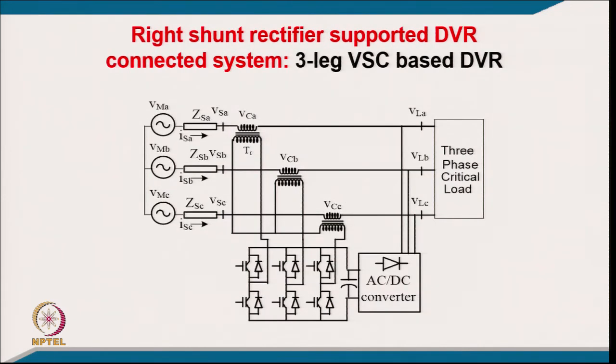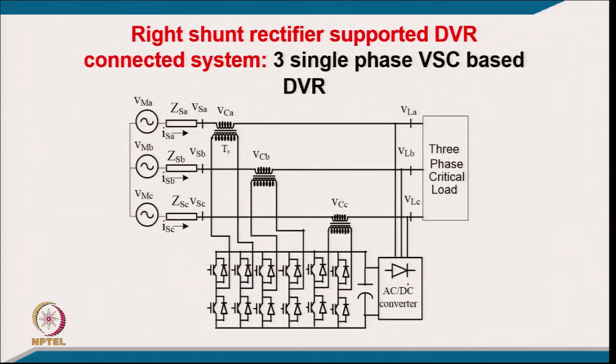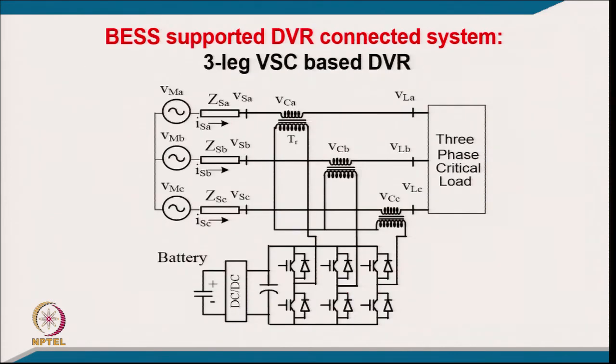And then, if you put the rectifier on the load side, you can have the rectifier supported in this case. Sometimes in some topologies the DC link can even be of the load, which we will talk about a little later, maybe in series active filters also. So, it can be the rectifier on the left side with the 3-leg, or the 2-leg rectifier supported on the right side, or 3 single phases with the rectifier on the right side of the DVR, or you can have a battery supported. Now, the battery you can connect either directly to the DC link, or you can connect the battery with a DC-DC converter.